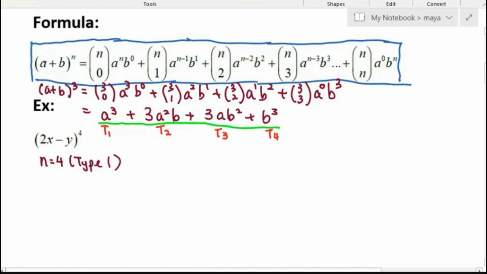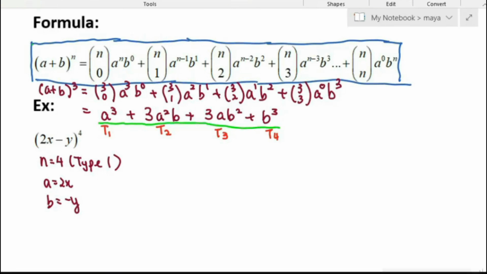And then you can see what's your a. What's the first term here? So your a will be 2x. Then your b will be negative y. So that is the difference between a, b, and 2x minus y. The things other than a and b, you can identify a is what, b is what.